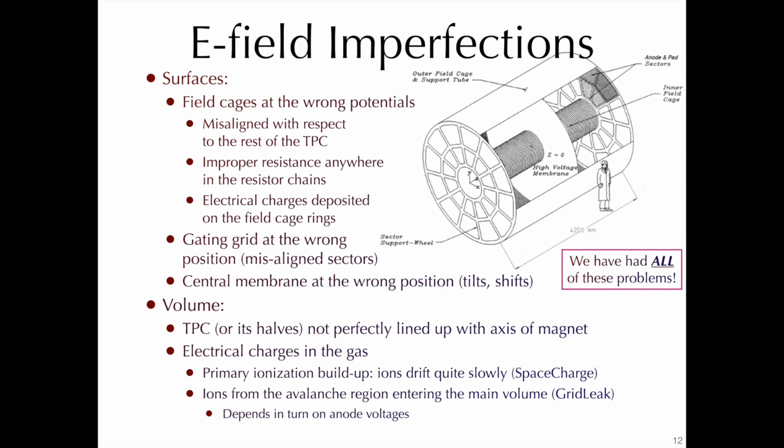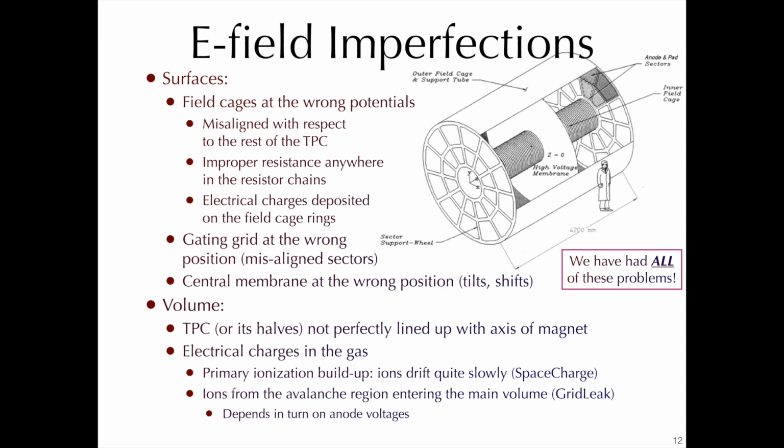Then one other surface that I'll mention, of course, is the central membrane itself. It could be tilted or shifted towards one end or the other a little bit, and we believe we see a little bit of this as well. And that would, of course, create, for example, a shorter length over which the electric field is determined when it's tilted closer or farther from one of the end caps.